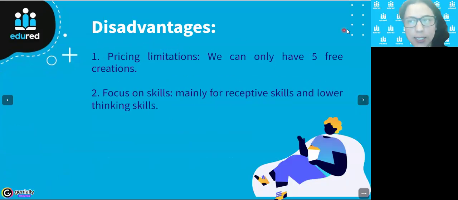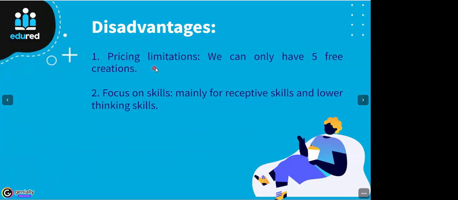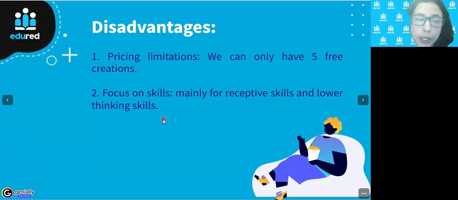Some disadvantages. Catherine, please, can you help me read again? Okay, disadvantages. Number one, pricing limitations. We can only have 5 free creations. Number two, focus on skills, mainly receptive skills and lower thinking skills. Thank you. Well, it used to be 5, but now it's 4. Now you can only create 4.